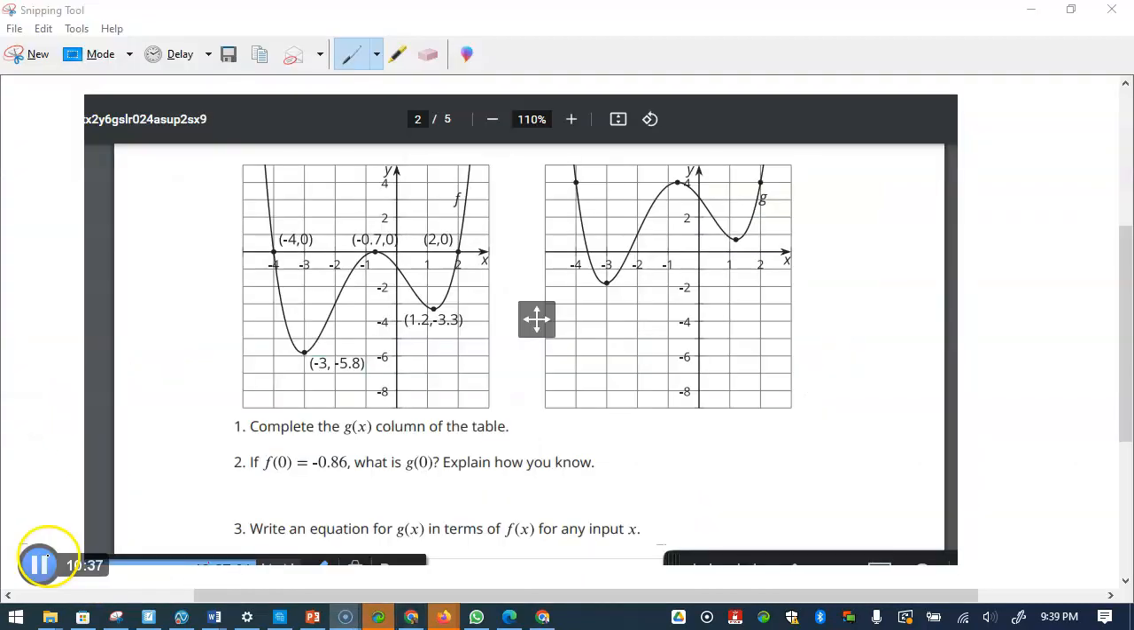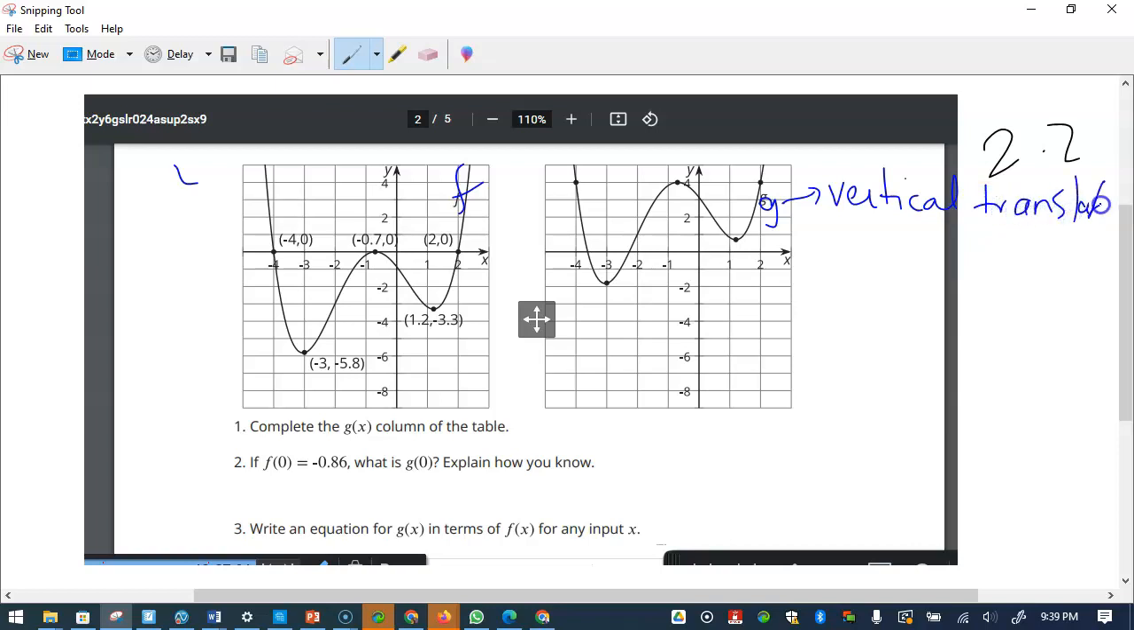Let's go to task 2. Okay, this is 2.2. The question says this graph is the F graph and this graph is the G graph, and it clearly shows that G is a vertical translation of the F graph. So the question is, you need to answer questions by just looking at it. You can clearly see a lot of things going on here.